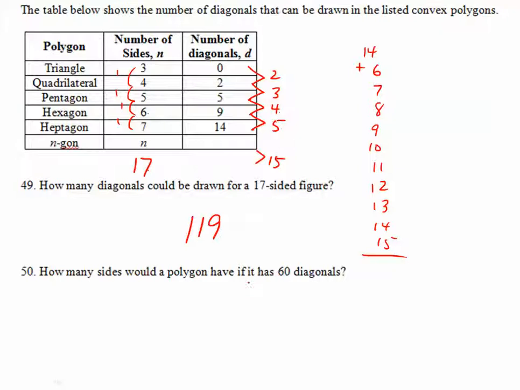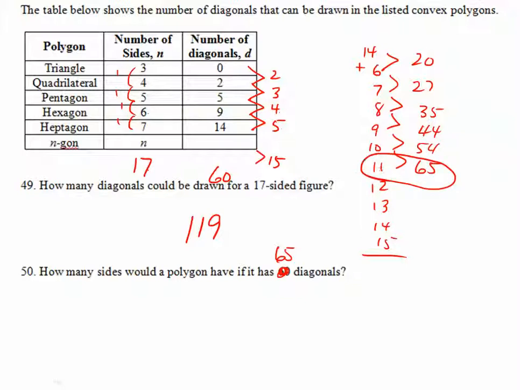So then it says, how many sides would a polygon have if it had 60 diagonals? So we want this column to equal 60. So we add 14 plus 6. I'm going to come back up here. And we get 20, plus 7 is 27, plus 8 is 35, plus 9, and I think I told you to change this to 65 because we don't hit 60. So plus 9 is 44, plus 10 is 54, plus 11 gives us our 65. So we end up with adding 11. So if we're adding 11, the number of sides is 2 more than that. So it would have 13 sides.